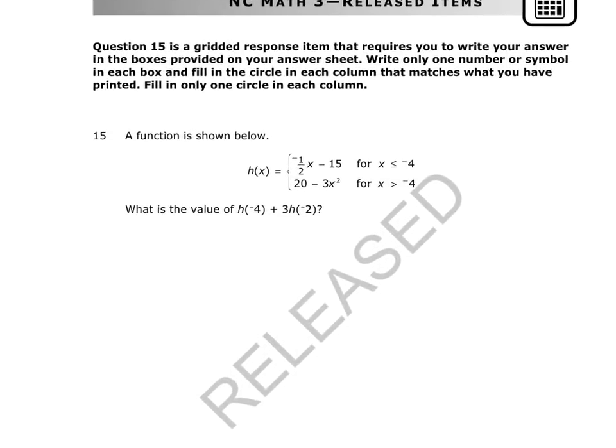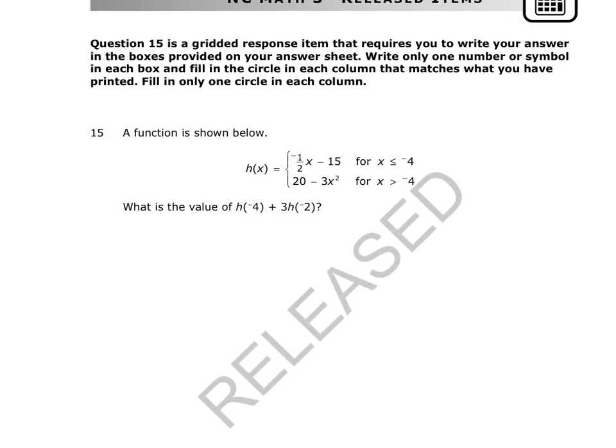Okay, number 15. This one's very similar to the last one. So h of negative 4, that means I'm going to plug it in this one. So if I do negative 1/2 times negative 4 minus 15, this gives me 2 minus 15, which is negative 13. So this part is negative 13, plus 3 times something. We'll find out what h of negative 2 is. Is negative 2 less than or equal to negative 4? No, negative 2 is greater than. So I'm going to plug it into the bottom equation.